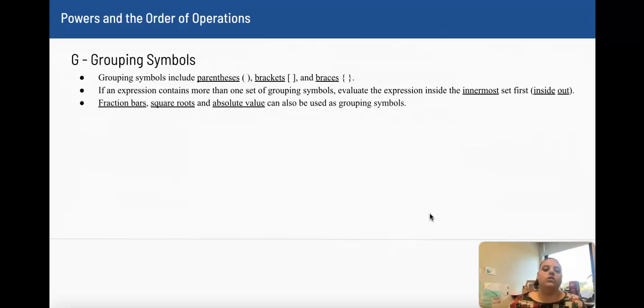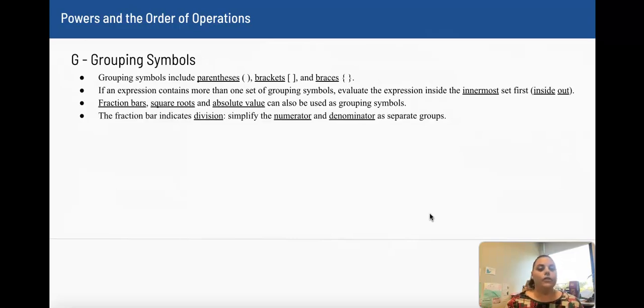Fraction bars, square roots, and absolute value symbols can also be used as grouping symbols. We're going to do the insides of those first before anything else. Do remember that the fraction bar does indicate division. So simplify the numerator, then simplify the denominator as separate groups before you do that dividing.